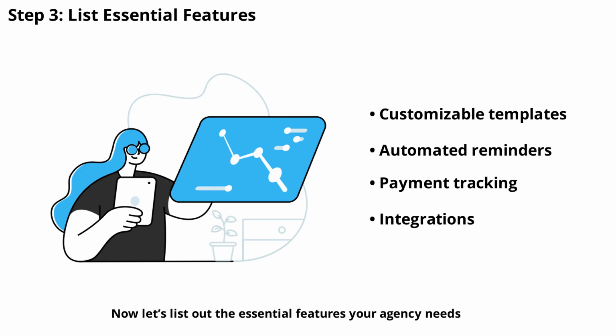Now, let's list out the essential features your agency needs. Common must-haves include customizable invoice templates, automated reminders, payment tracking, and integration with accounting software. Think about what will make your invoicing process seamless and efficient. Also, consider features like time tracking, expense management, and client portals if they're relevant to your workflow.